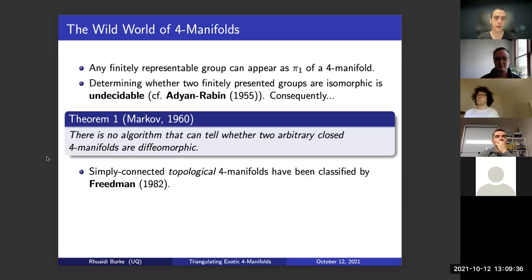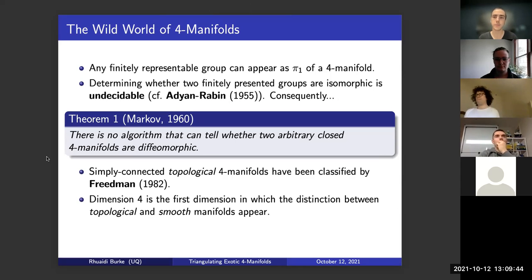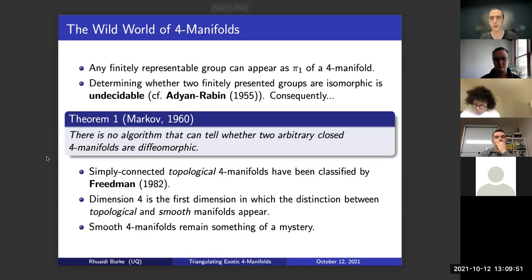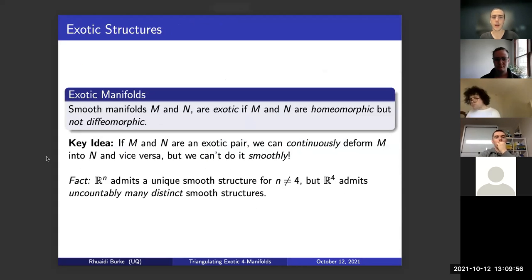That being said, simply connected topological 4 manifolds were classified by Freedman in the 1980s. However, dimension 4 is the first dimension where we have a distinction between the smooth and topological categories. Smooth 4 manifolds are still a bit of a mystery to us. I'll be talking mostly about exotic manifolds, which are manifolds that are homeomorphic but not diffeomorphic. Topologically they're the same thing, but there's no smooth deformation of one into the other.